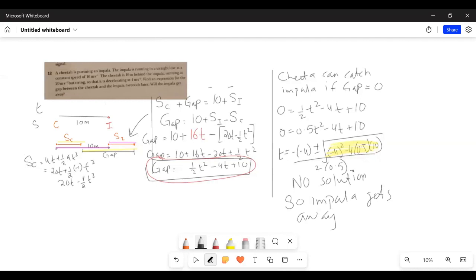This was a difficult question from the book, but there's a question like this in the past papers as well. So that's why I wanted to do this.